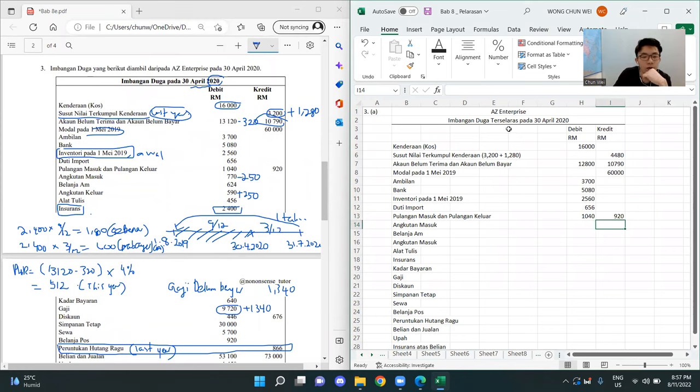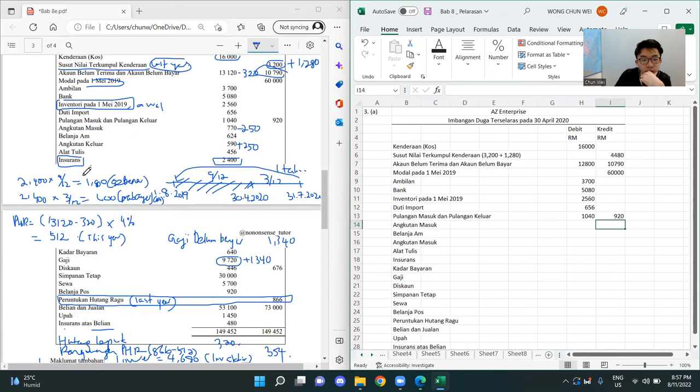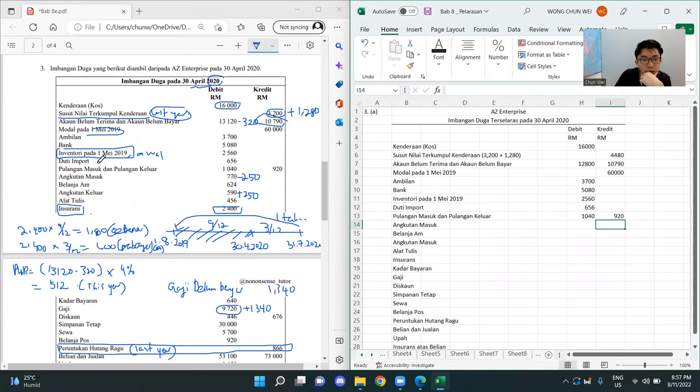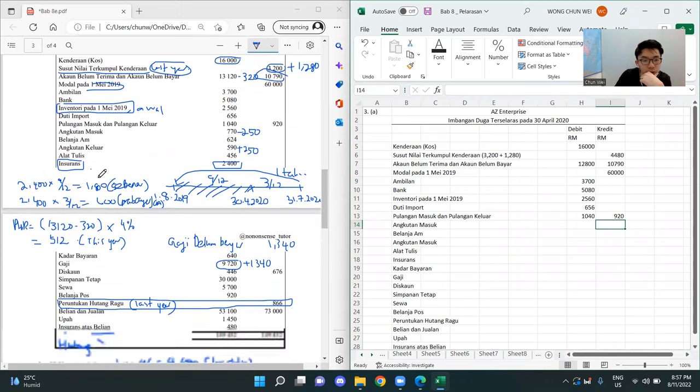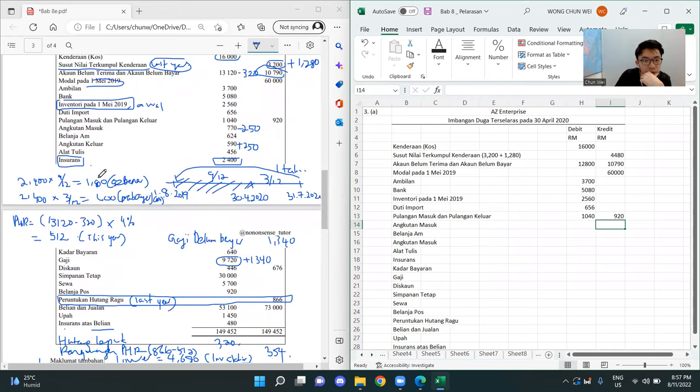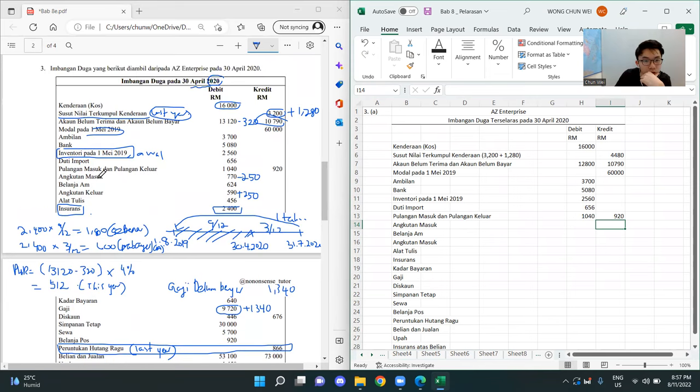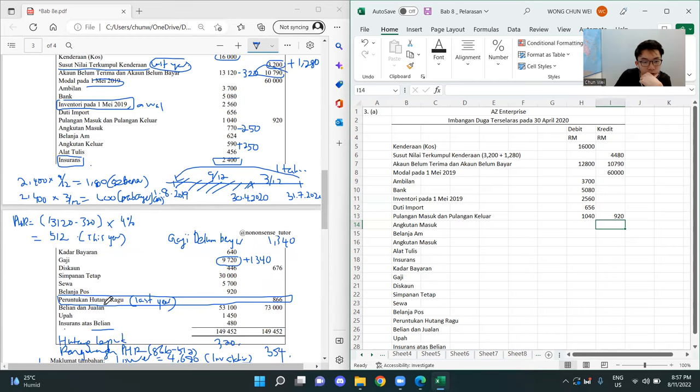Okay, by the way, pulangan masuk means pulangan what? Belian or jualan. So if you're not sure sometimes, look at your belian and your jualan. Where's our belian and jualan? How come I don't see my belian and jualan in this question? Do we have belian and jualan in this question? Oh, here. Belian dan jualan, right? So this one is belian, and this one is jualan. Correct or not? So if you're not sure pulangan masuk or pulangan keluar is a belian or jualan, you do it this way, so very simple.